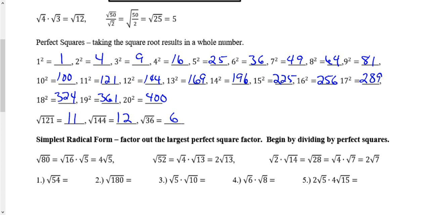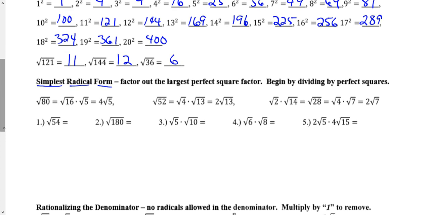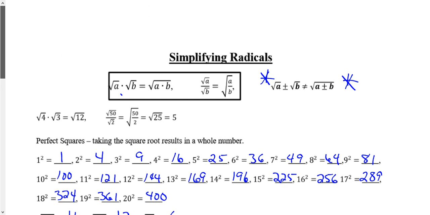Okay, so now that we kind of know what perfect squares are, let's look at putting things in what's called simplest radical form. And by the way, the radical is that square root symbol. It's called a radical. And the number underneath it is called the radicand. Anyway, so what we do is, you know the property up here?